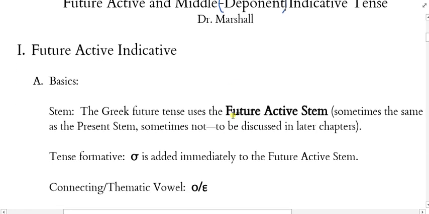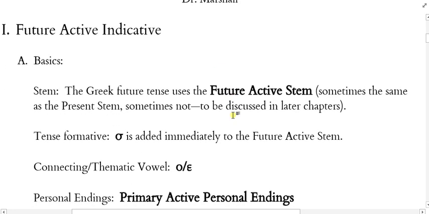So here are the basics, and I'm summarizing Mounce's chapter here. The Greek future tense uses a different stem than the present tense does. It uses the future active stem. Remember, the root is the most basic form of a verb. The stem is the most basic form of a verb in a particular tense. So each tense will have a tense stem that it uses, and oftentimes that tense stem will be related to the more basic verbal root.